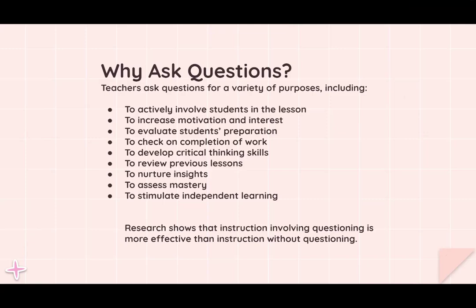How much did the students actually remember? To assess mastery, to nurture insights. Research shows that instruction involving questioning is more effective than instruction without questioning.